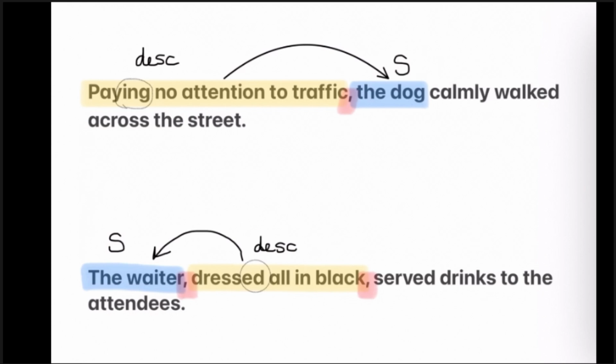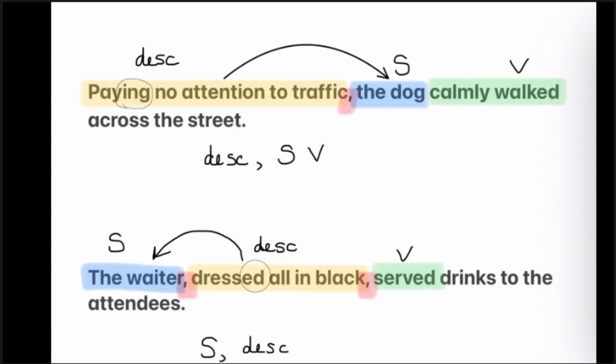Notice, however, that when it has a descriptive phrase after the subject, it will then be followed by another comma before the verb. Whereas in the first example, we have descriptive phrase, comma, and then the subject, and then the verb. In the second example, we start with the subject, then a comma with a descriptive phrase, another comma, and then the verb.